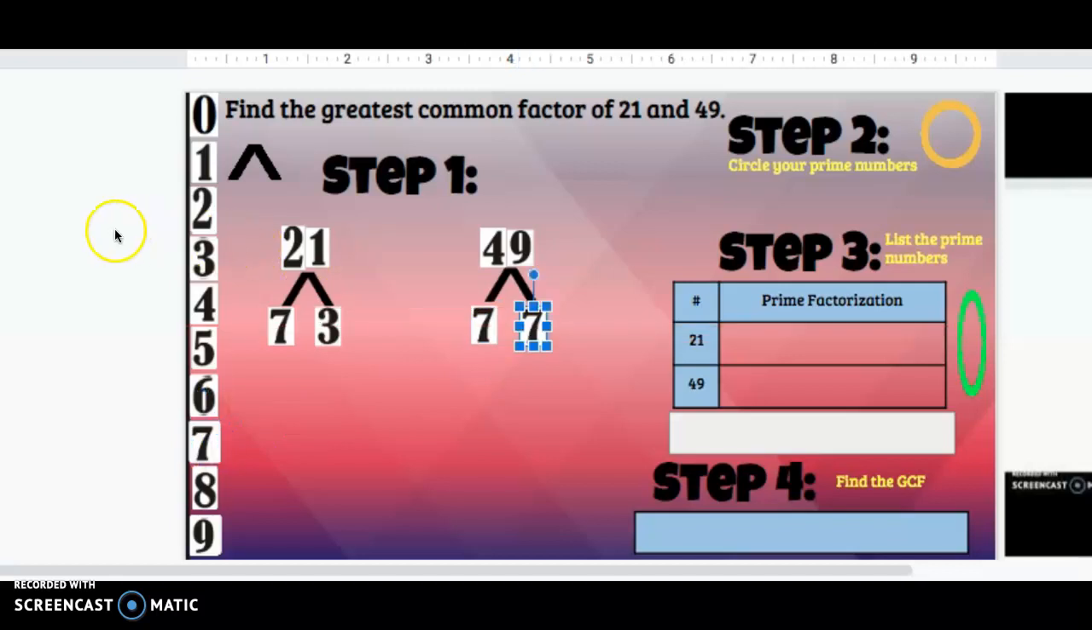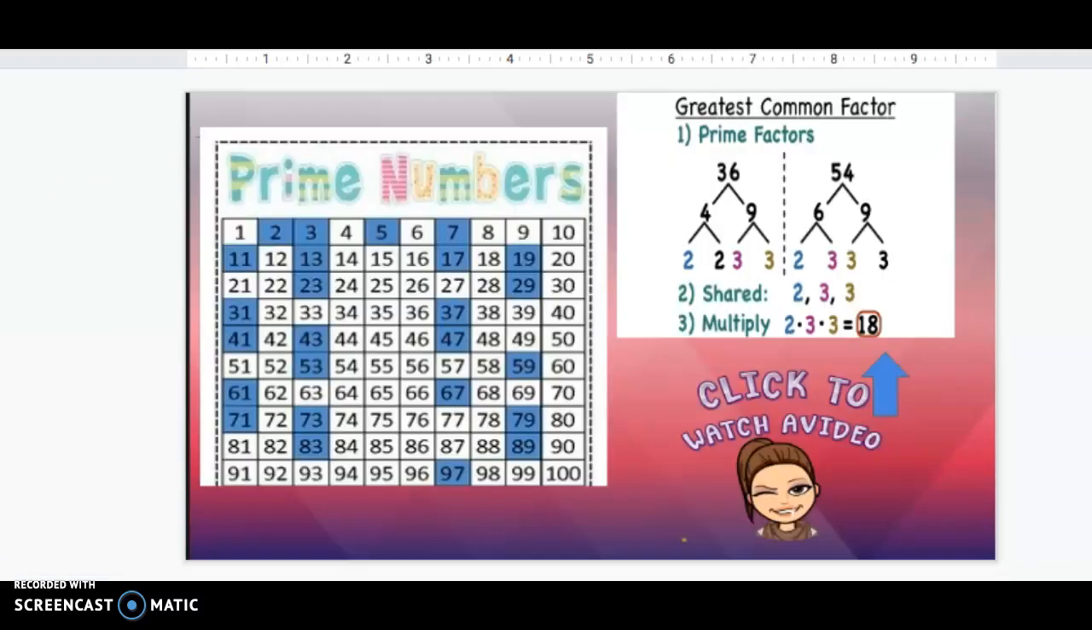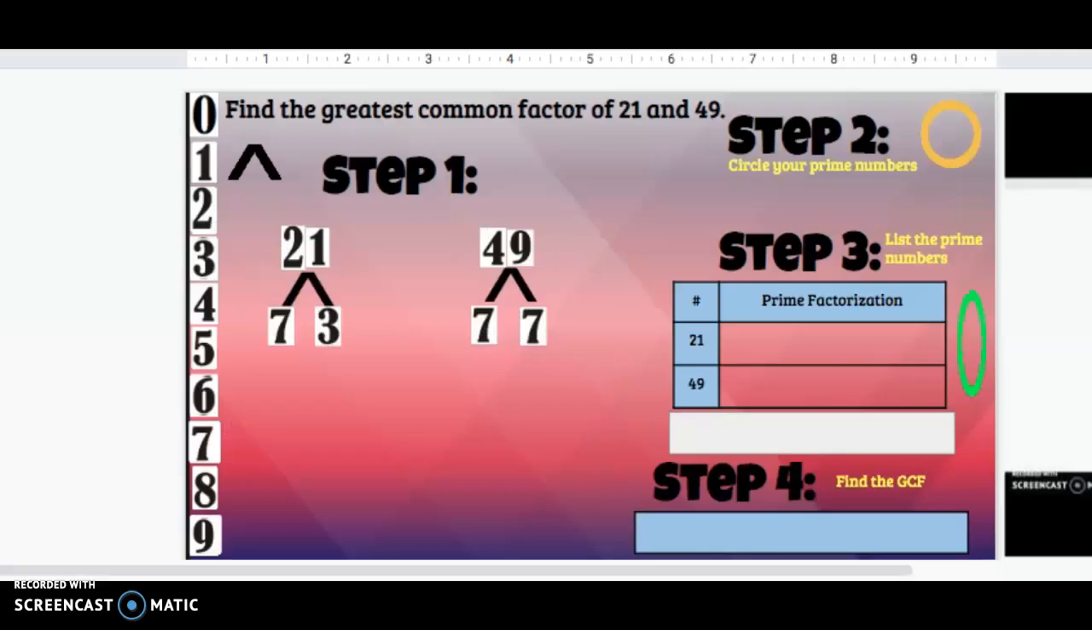So now this is the tricky part. We have to be able to remember our prime numbers. That chart that's in our interactive notebook, you may want to pull that up. I'm going to go to my previous slide and look at my prime numbers. So I remember 2, 3, 5, 7, 11, 13. Going back to my slide, 2, 3, 5, 7, 11, 13. Well, I see 7 and I see 3.